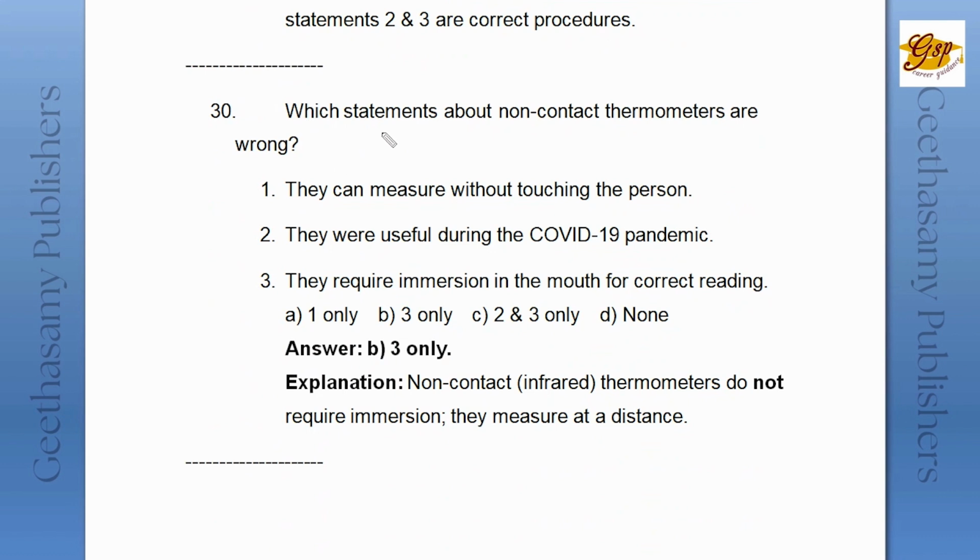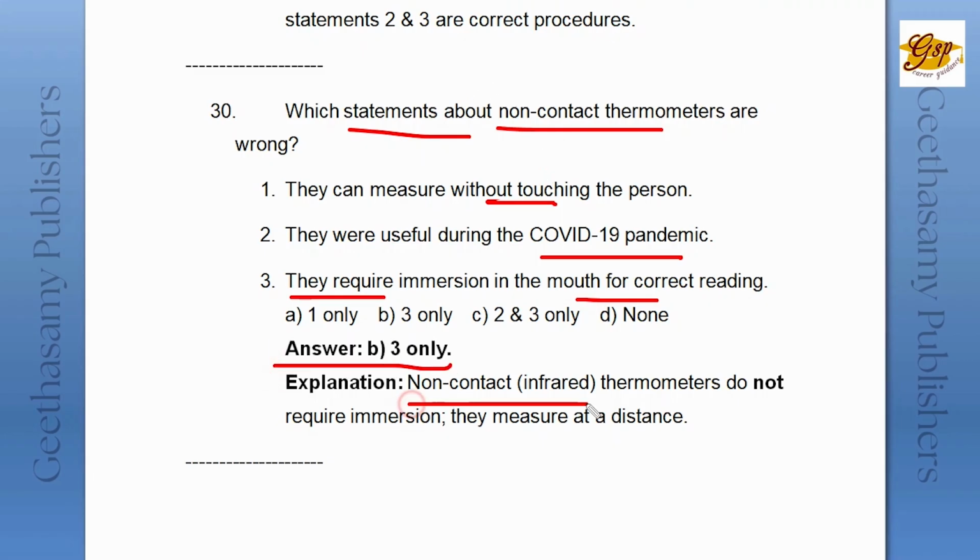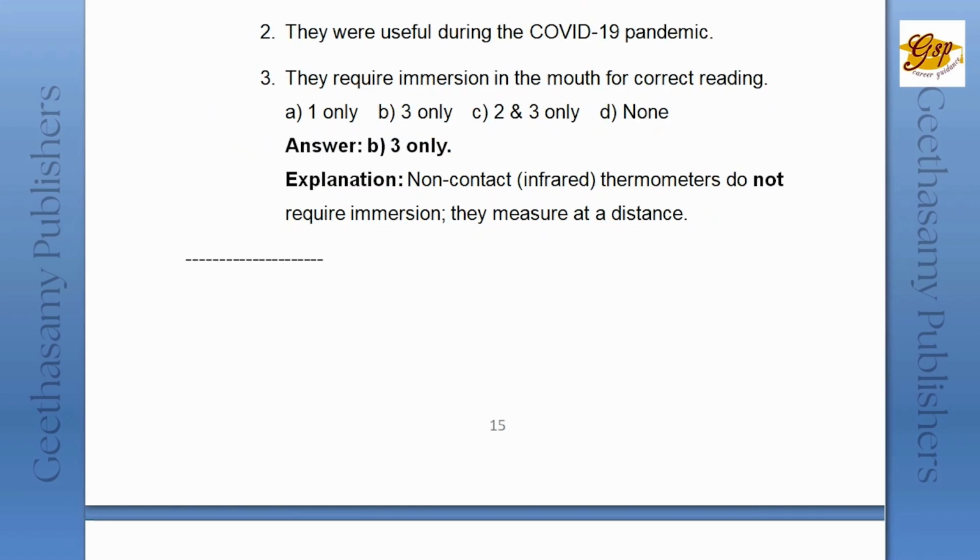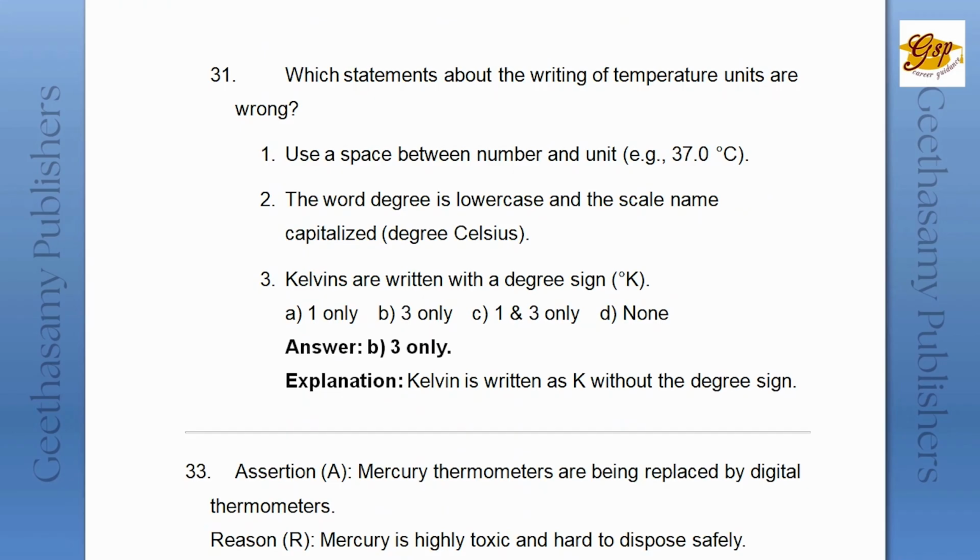30th question. Which statements about non-contact thermometers are wrong? One, they can measure without touching the person. Two, they were useful during the COVID-19 pandemic. Three, they require immersion in the mouth for correct reading. That is the wrong statement, number 3. Non-contact infrared thermometers need not require immersion; they measure at a distance.